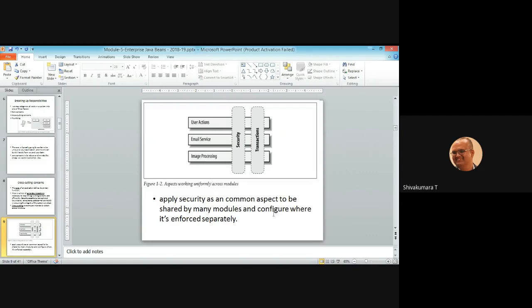Apply security as a common aspect to be shared by many modules and configure where it is enforced separately. Security is now a part of every application and every module. At the micro level, you need to define this security.